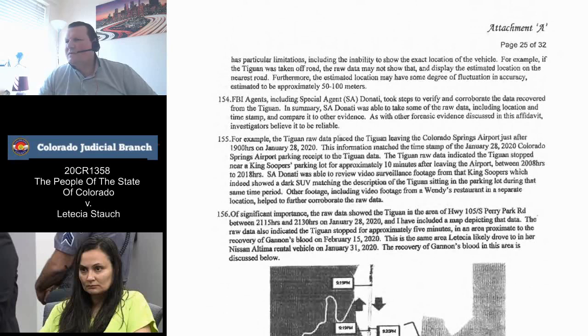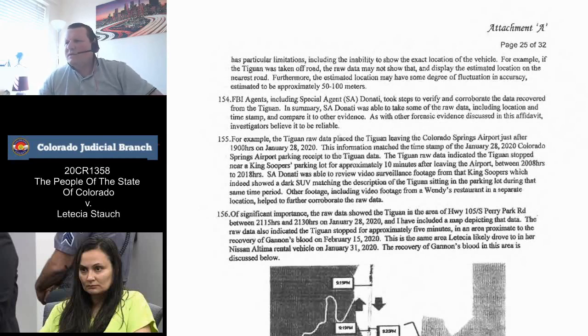For example, if the Tiguan was taken off-road, raw data may not show that and display the estimated location. Furthermore, the estimated location may have some degree of fluctuation in accuracy, estimated to be approximately 50 to 100 meters. That's still pretty damn close though, isn't it? 50 to 100 meters.